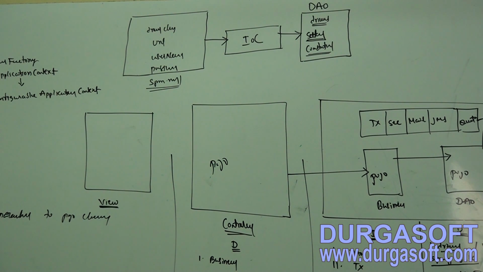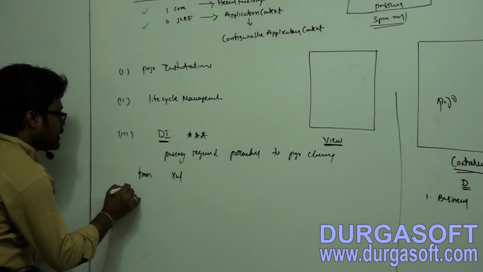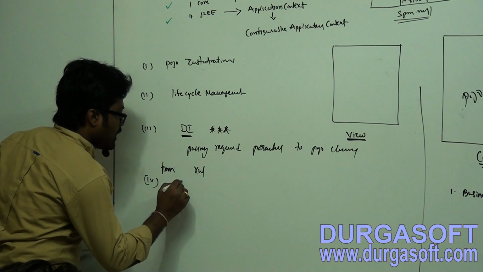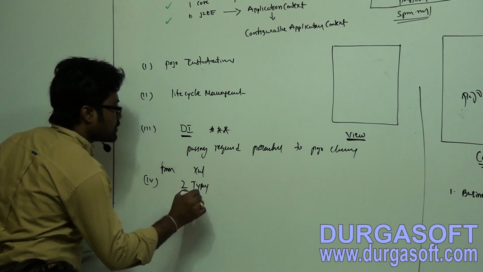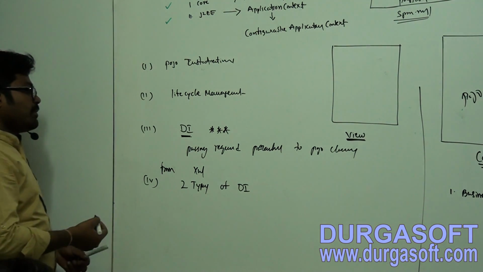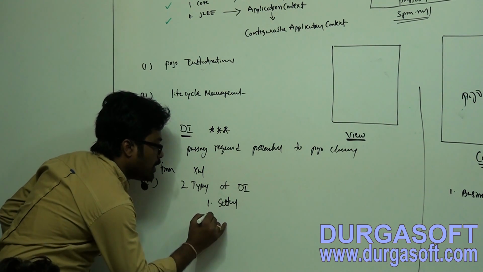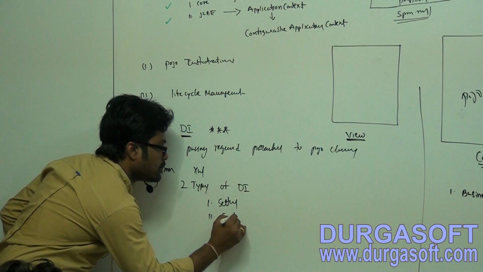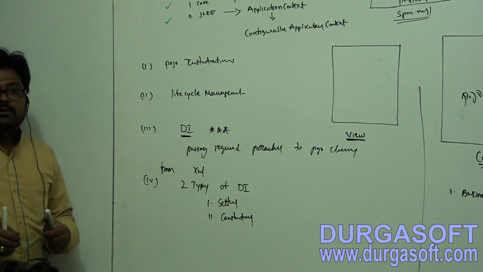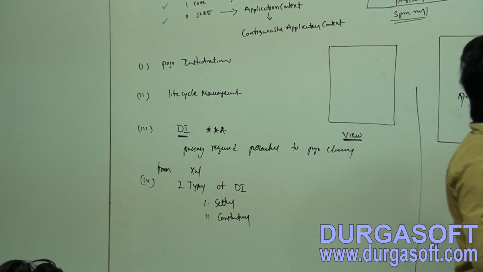Have you heard anything else? We have only two types of dependency injection. One is setter and one is constructor. By using setter methods we can inject, and as well by using parameterized constructors we can inject.